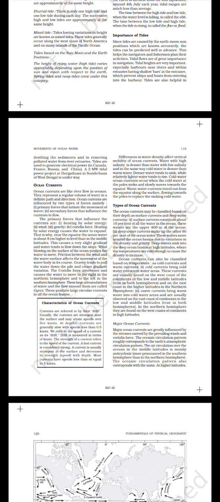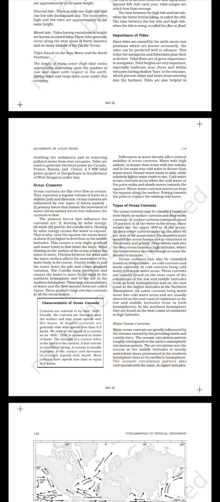Warm currents bring warm water into cold water areas and are usually observed on the east coast of continents in the low and middle latitudes, true in both hemispheres. In the northern hemisphere, they are found on the west coasts of continents in high latitudes.